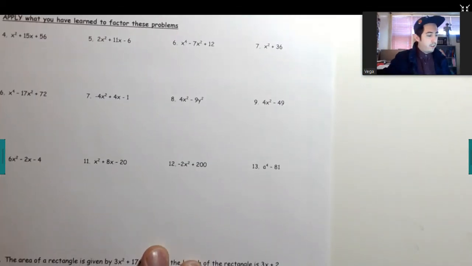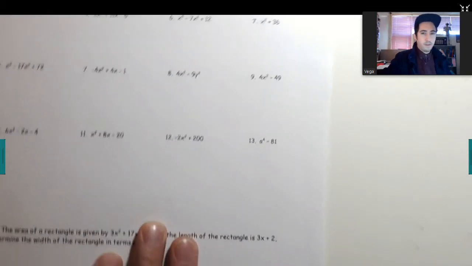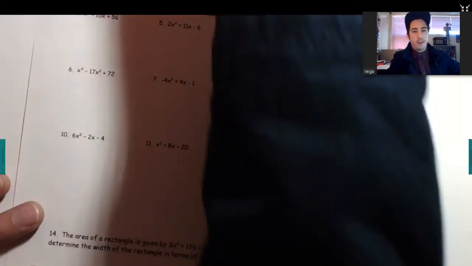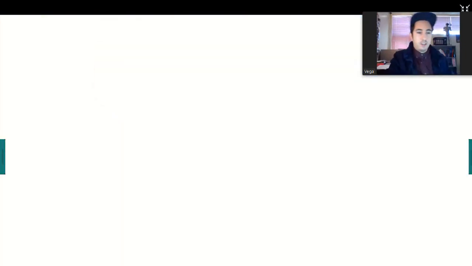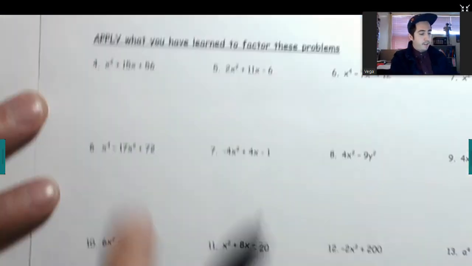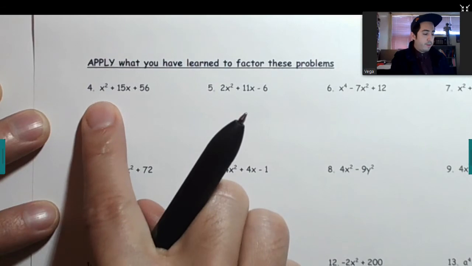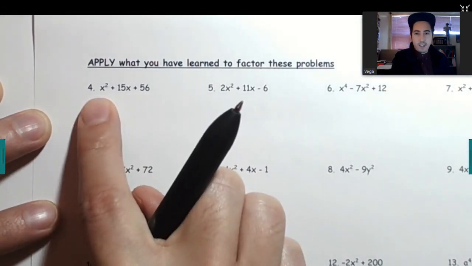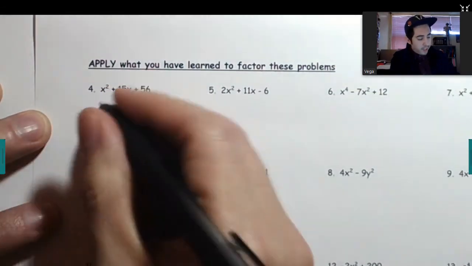So again, I want to factor. I want to square stuff. I want to do something here. What are the hard ones? Okay, let's do a random assortment. The easy one: x squared plus 15x plus 56. If there's just x squared by itself, it tends to be the easier one. So again, that's going to be x and x.